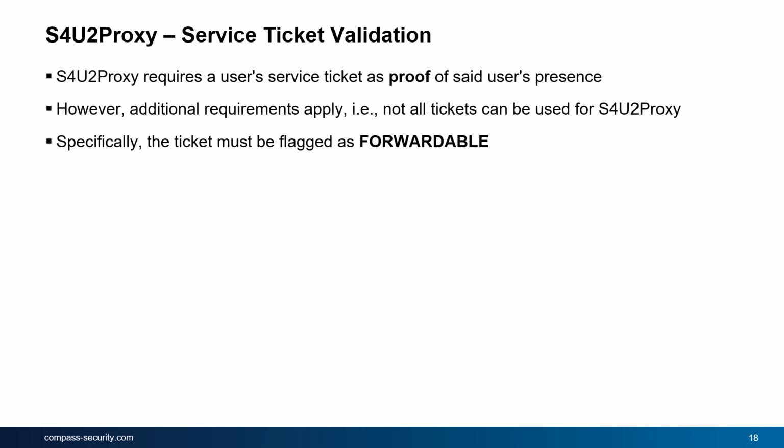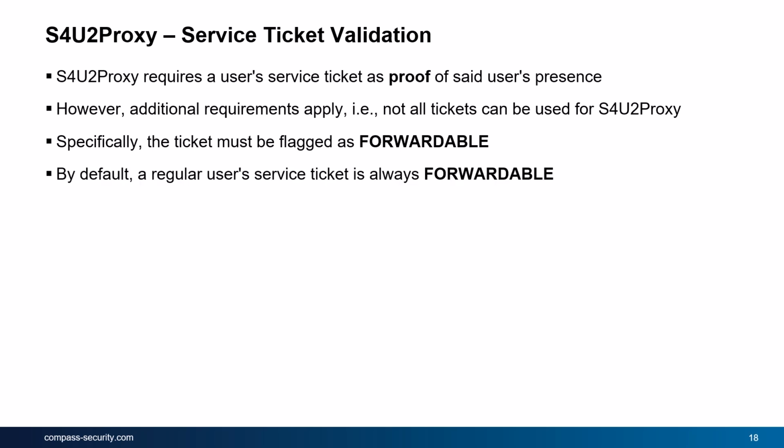Specifically, what must be the case is that the ticket that is presented as the user's presence must be flagged as forwardable. Now, the forwardable flag is by default always set on a user's ticket. So whenever you as a user request a service ticket towards a service, the ticket is normally flagged as forwardable. However, there are certain conditions that remove this flag.